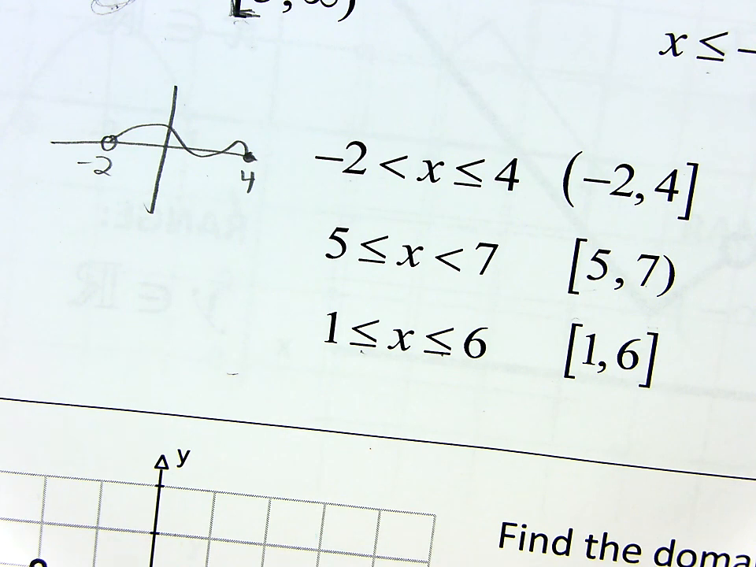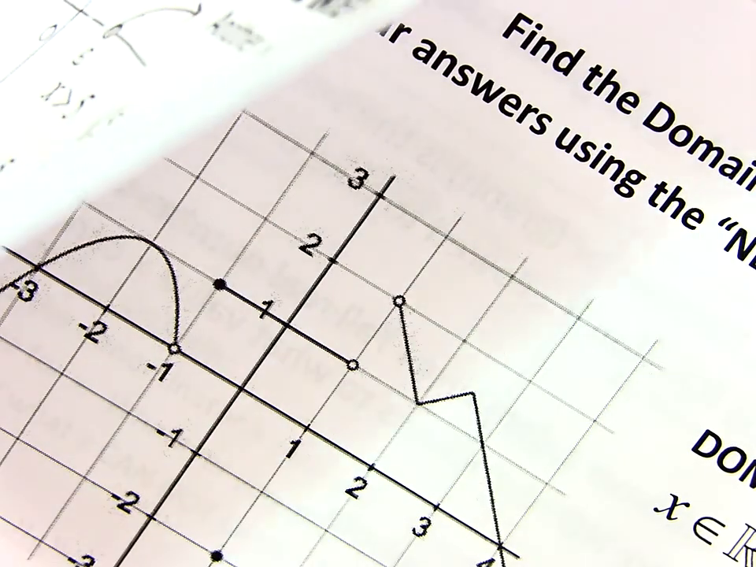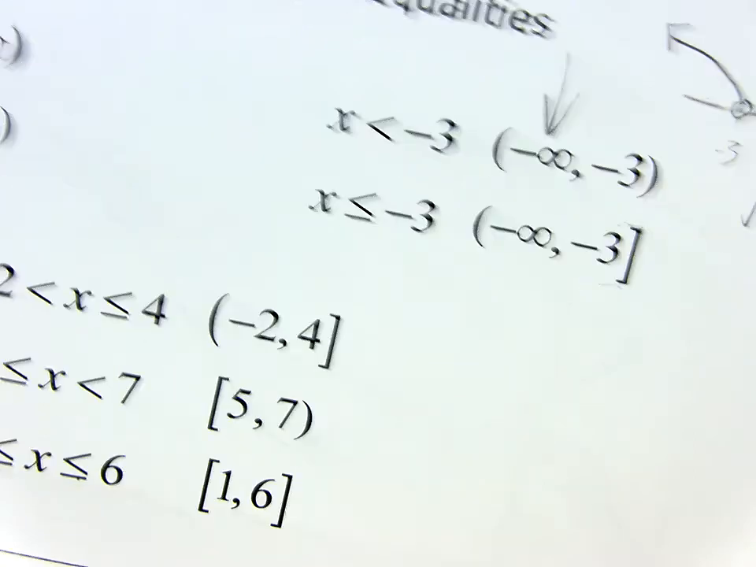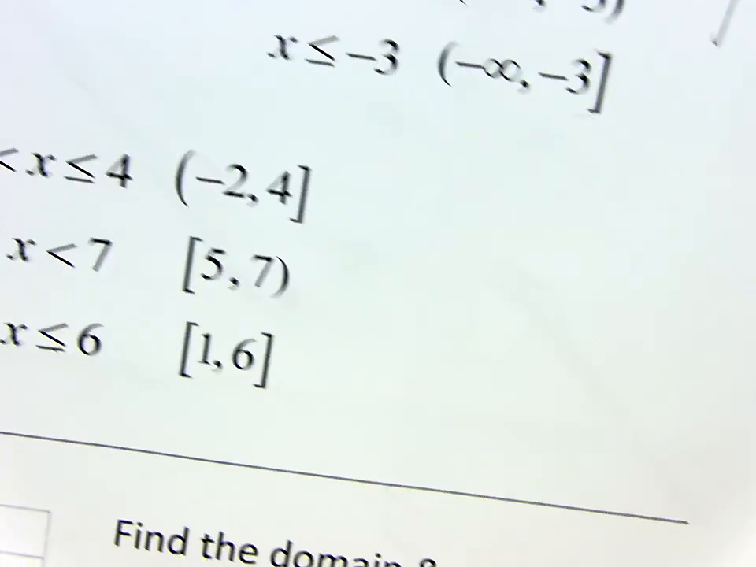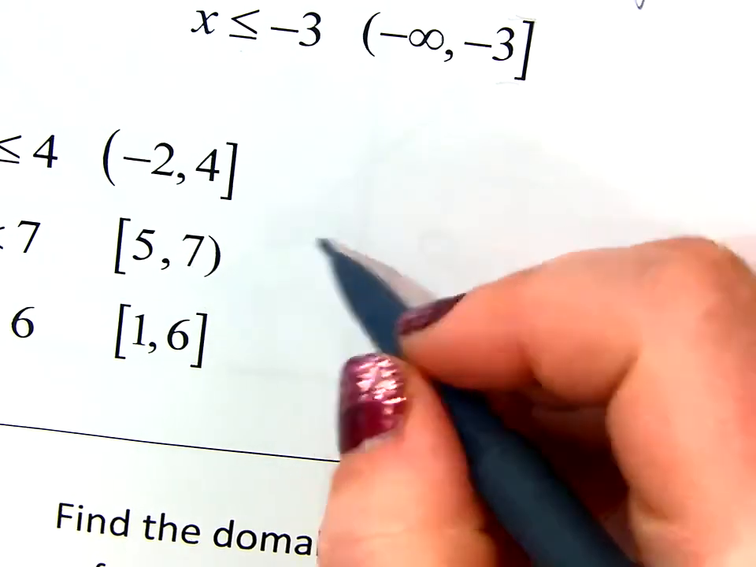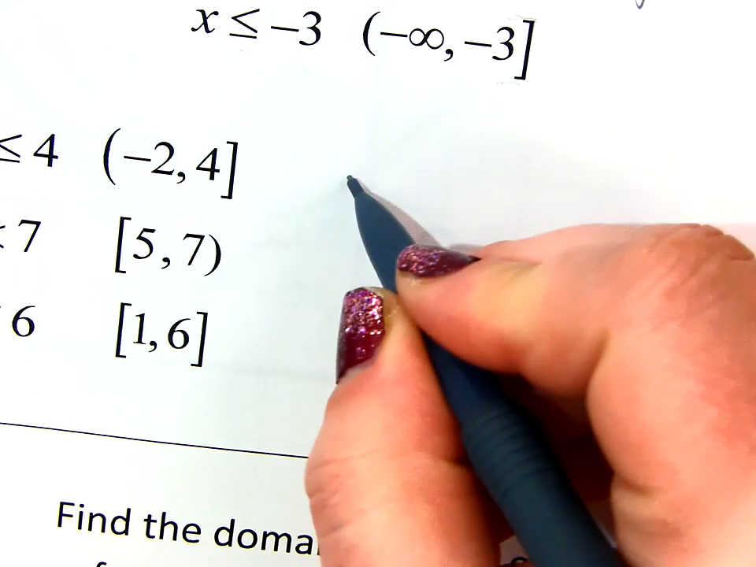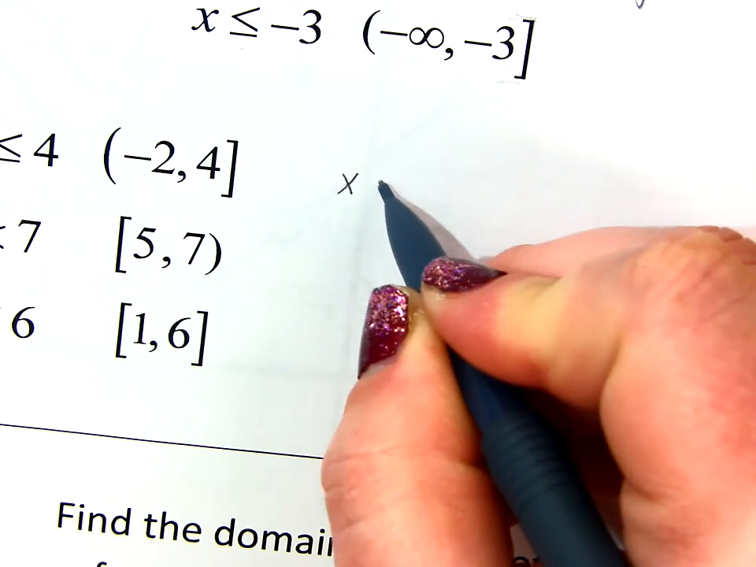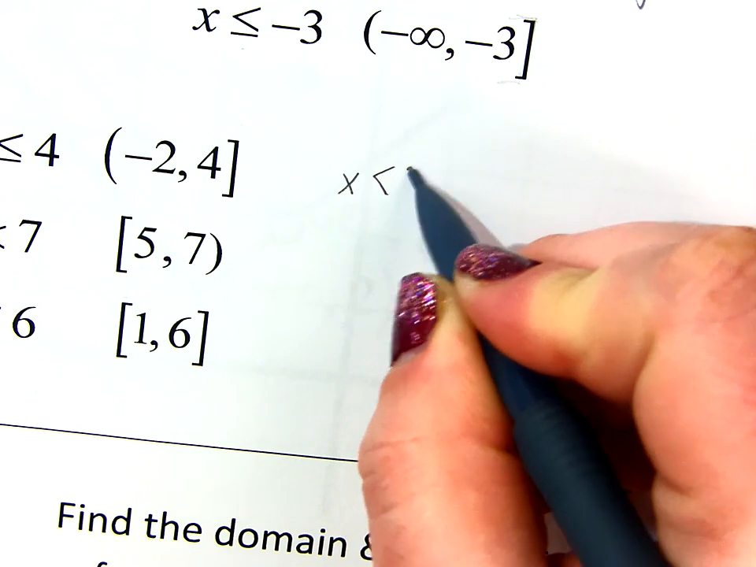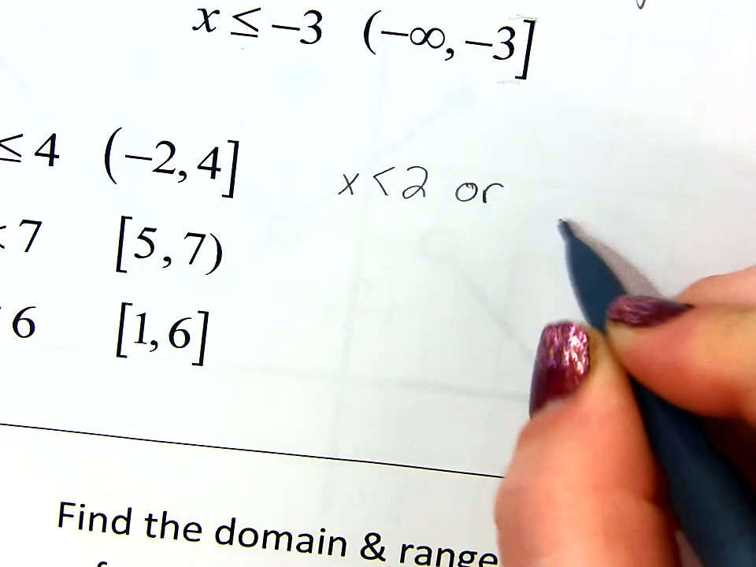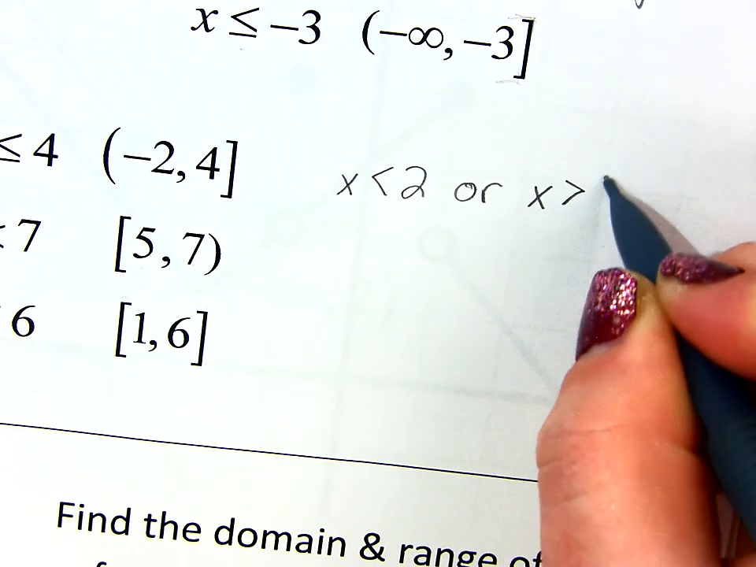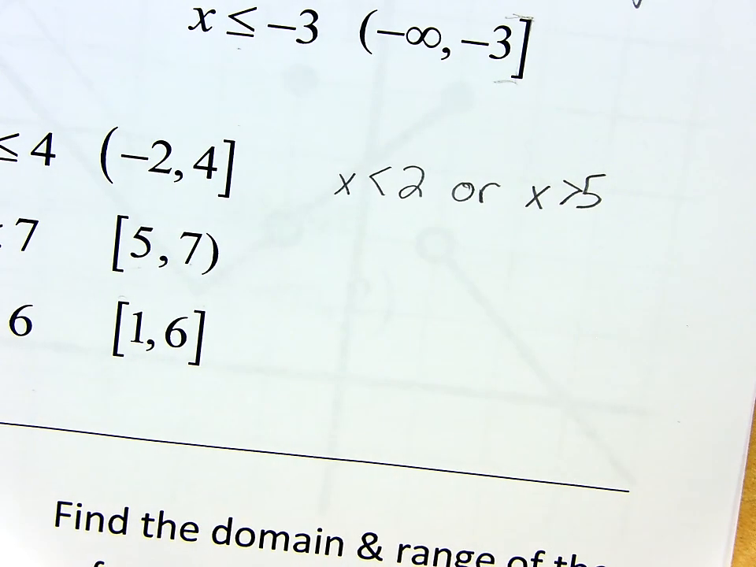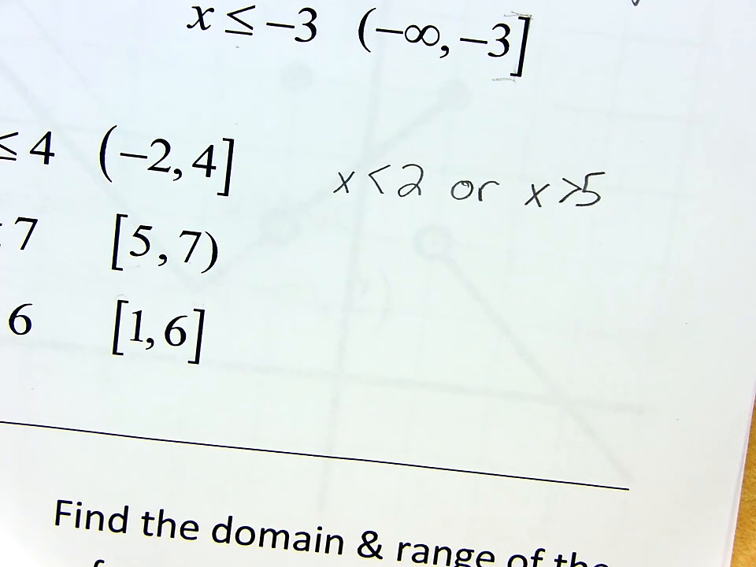Does all this make sense so far? Everybody's okay? Okay, we need to do one like this. What happens if I had x is less than 2 or x is greater than 5? What if that was my domain? How would I write that in interval notation?